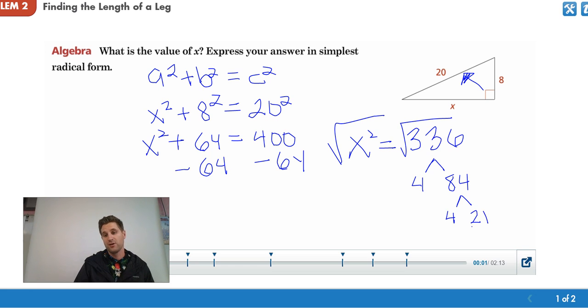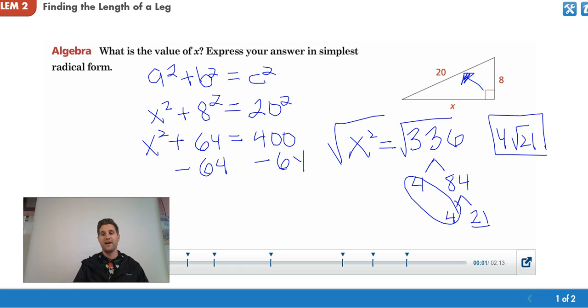and we get 21. Now I know 21 won't break down, but I have 2 4s, so we can get 4 rad 21. Okay, so that is the length of x.